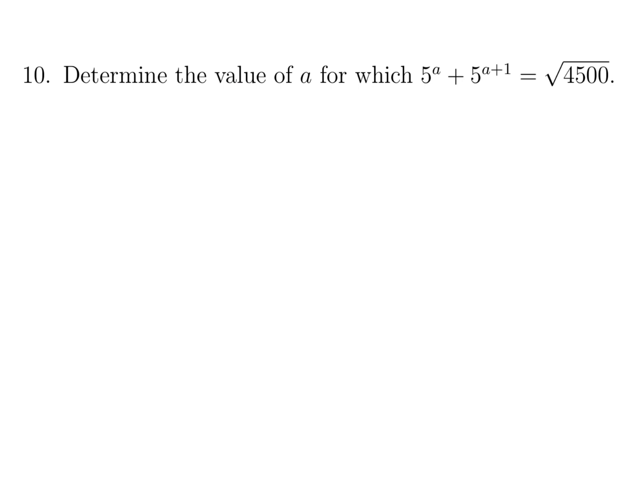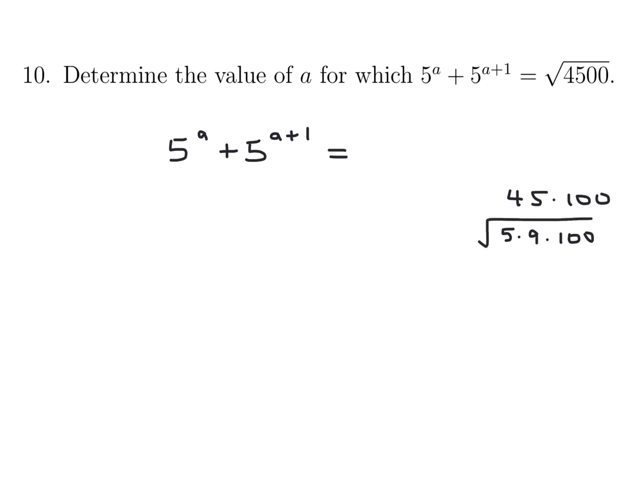Determine the value of a for which 5 to the power of a plus 5 to the power of a plus 1 is root of 4,500. What is that? Let's see here, 45 times 100, which is 5 times 9 times 100, right? So if you take the square root, it'll be 3 times 10 times root 5, so 30 root 5, I believe. 30 root 5. Okay.